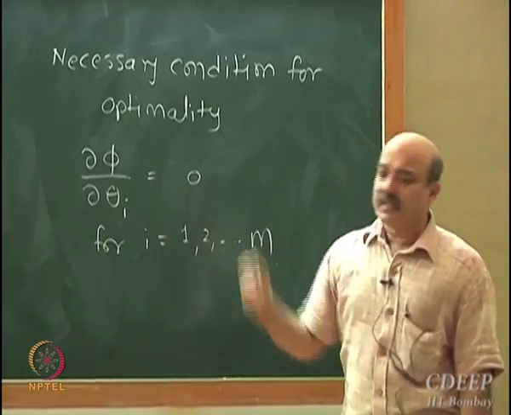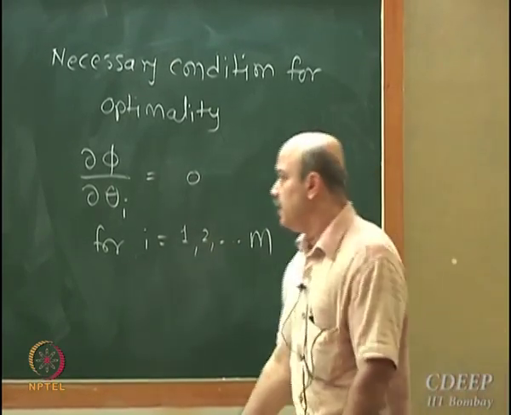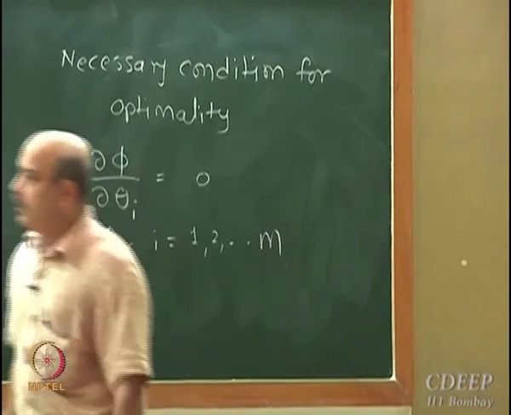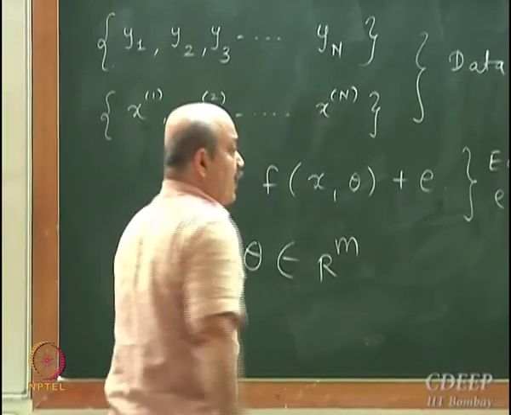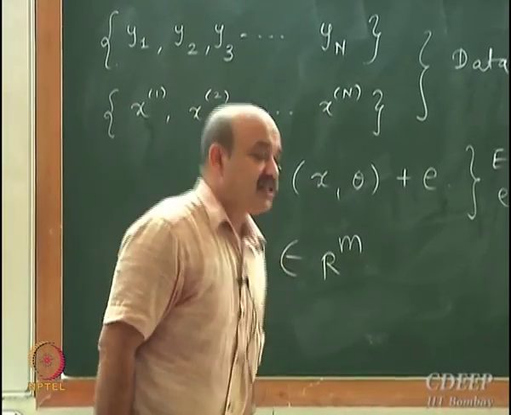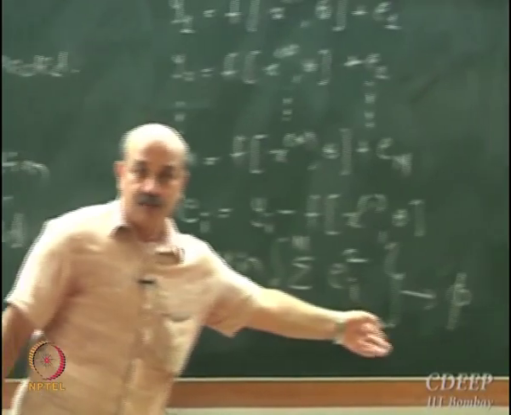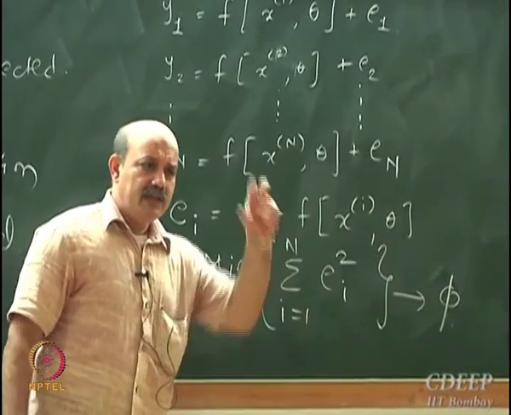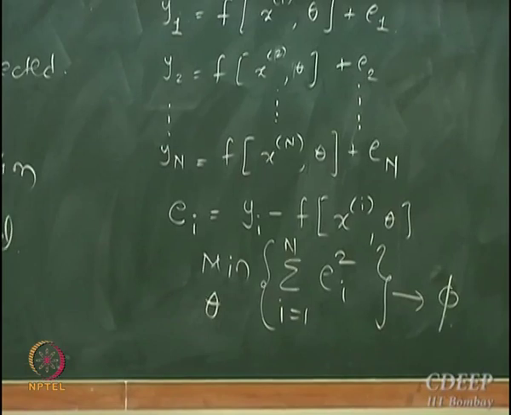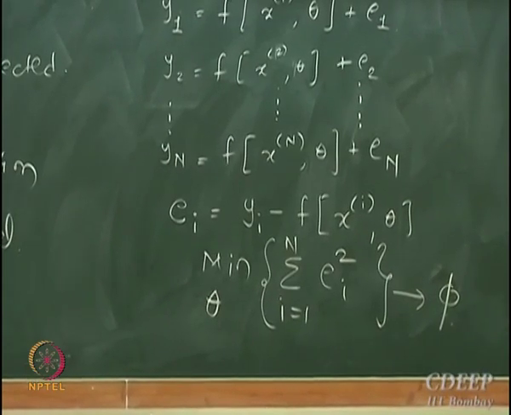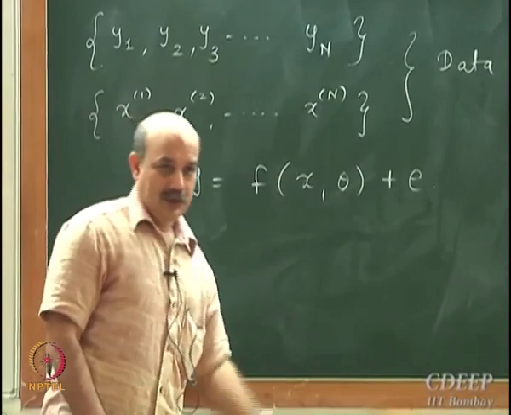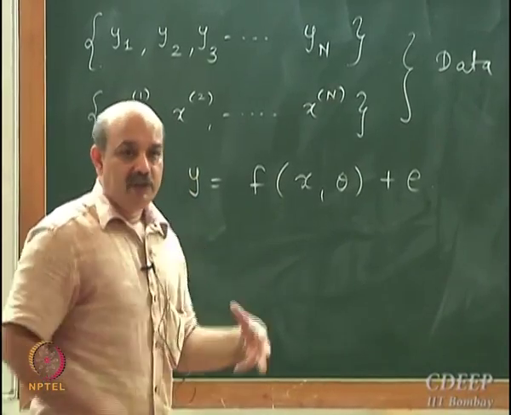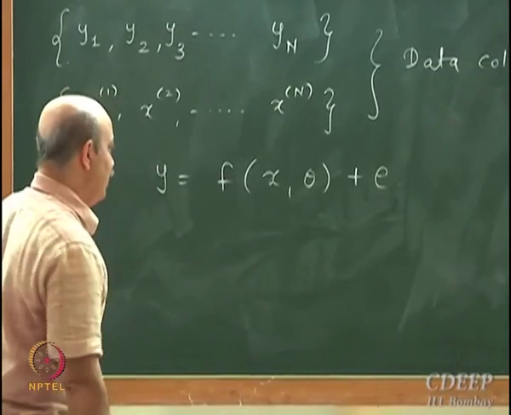Well, I can do the same thing with a little bit of modification, which is called the Gauss-Newton method. So that's what I'm going to derive now. I'm going to come up with an iterative procedure to solve the same problem, but with a little bit of modification. I'm going to linearize this model. If I linearize this model, that will help me solve the problem in a slightly different way.